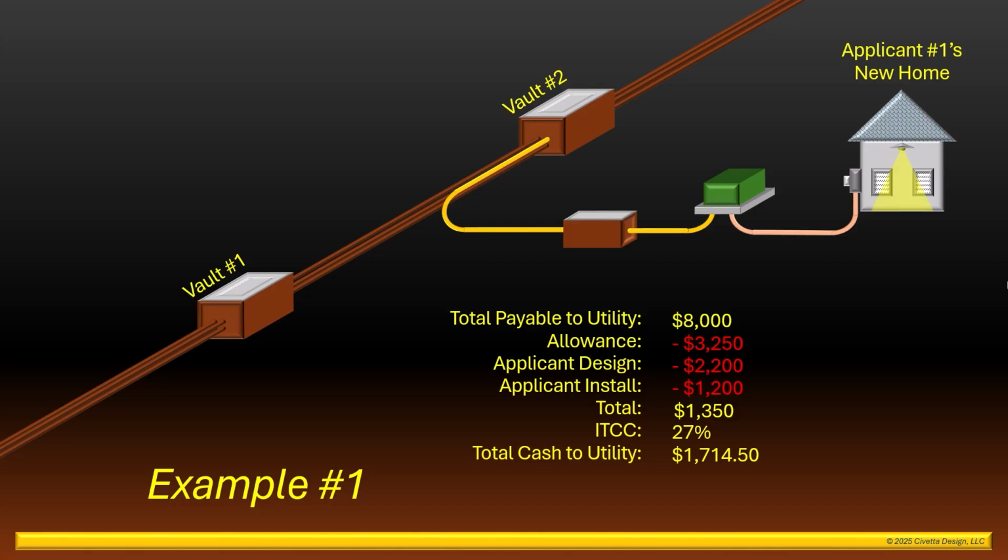Also note, the design and installation credits are known as Contributions in Aid of Construction, or CIAC. These values may be taxable and subject to the 27% income tax shown. Check with your local utility regarding the ITCC tax rate and applicability to CIAC.